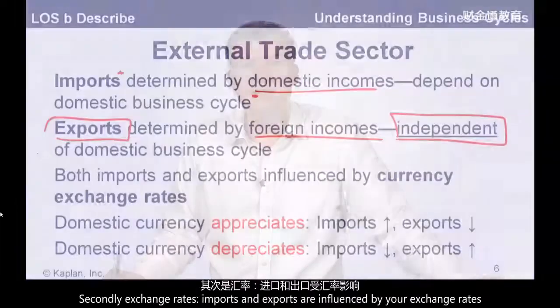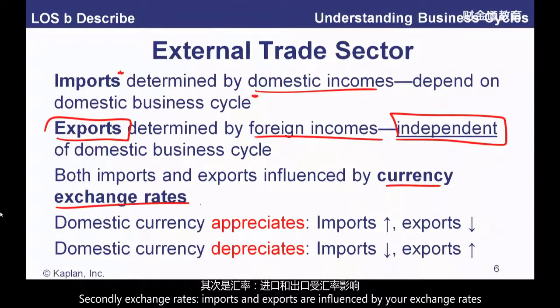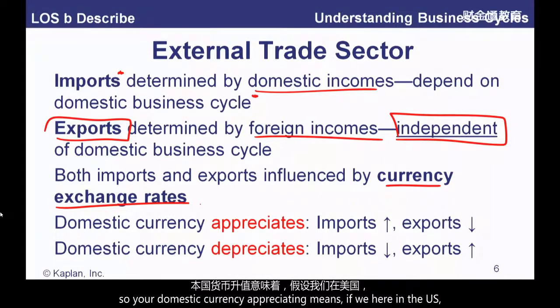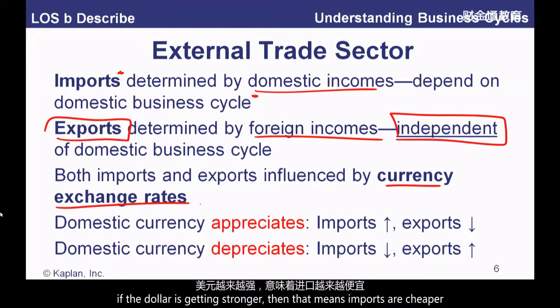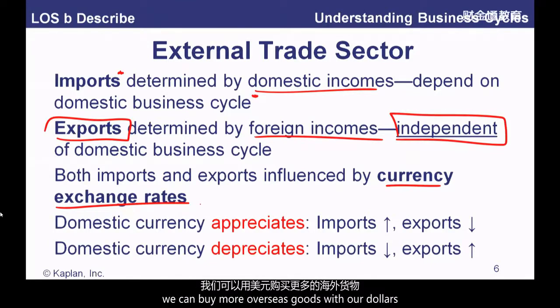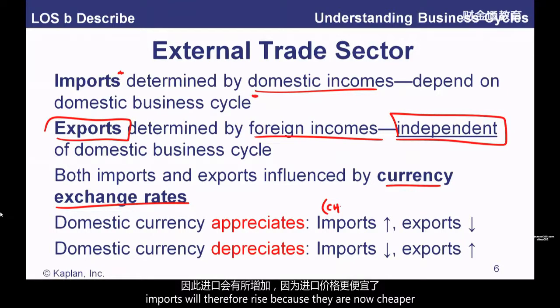That's key. Secondly, exchange rates. Imports and exports are influenced by your exchange rates. So your domestic currency appreciating means, if we're here in the US, that the dollar is getting stronger. If the dollar is getting stronger, then it means imports are cheaper. We can buy more overseas goods with our dollars. Imports will therefore rise, because they are now cheaper.